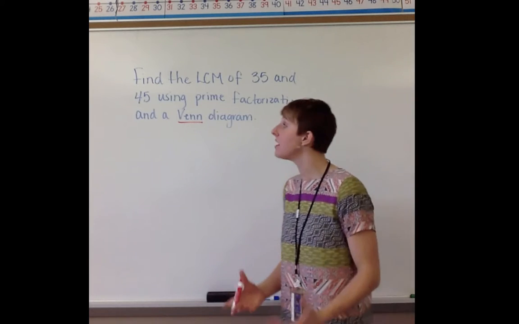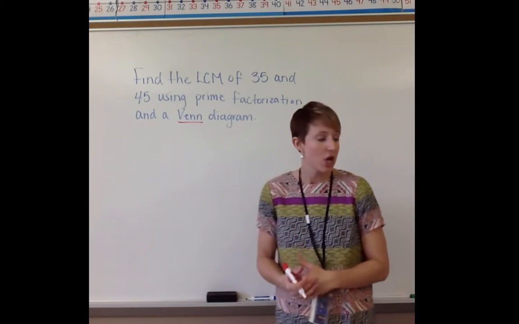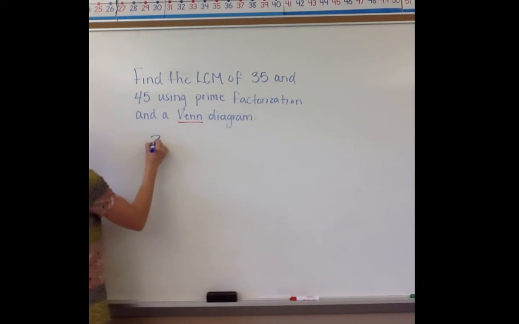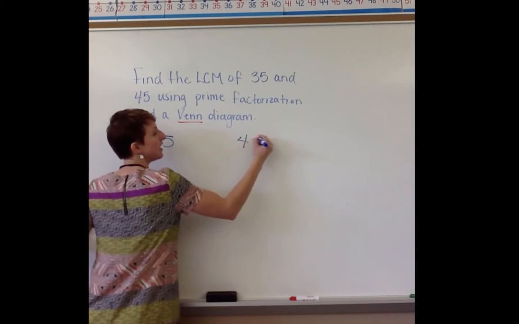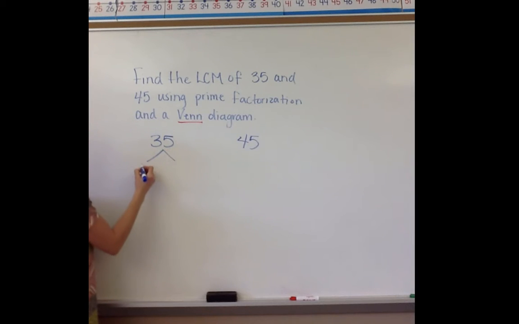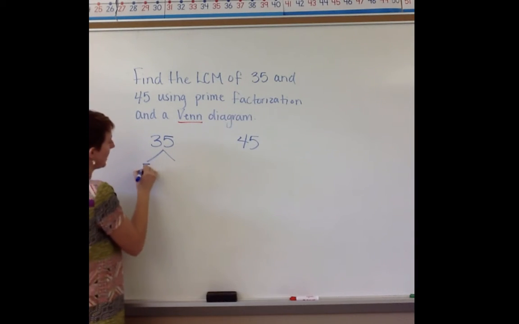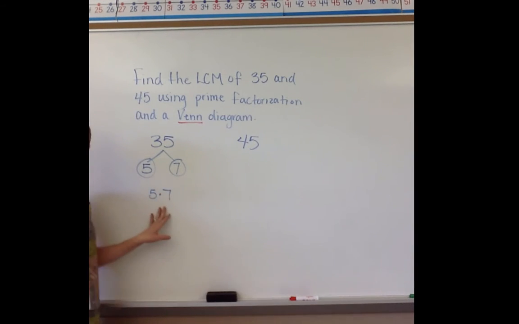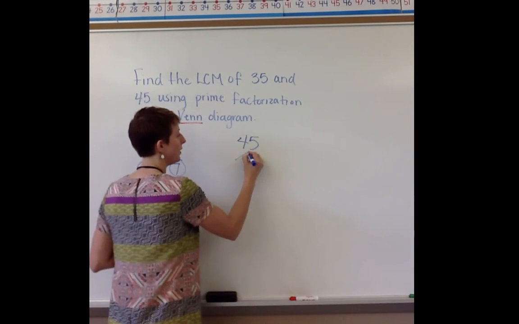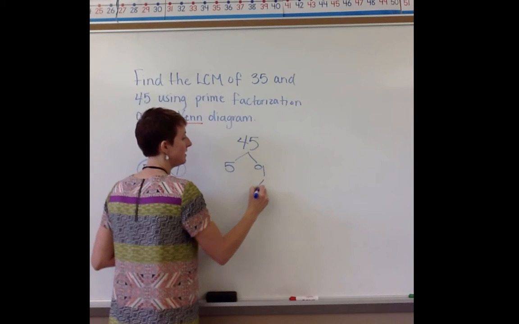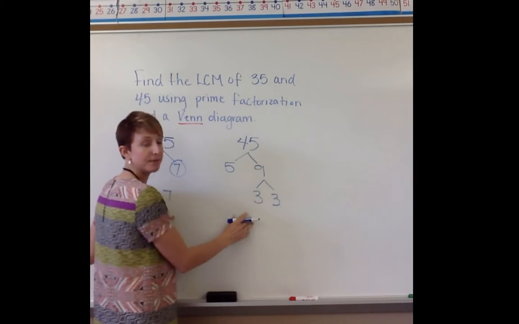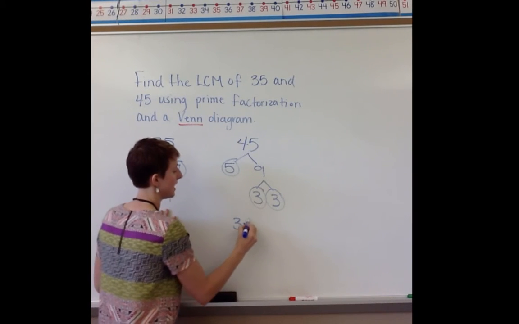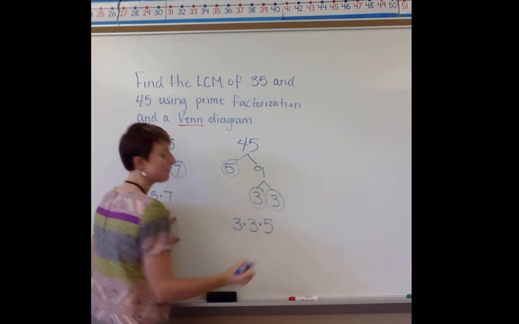Our goal is to find the LCM of 45 and 35. So the first thing we need to do is factor each number. So 35 and 45. Let's factor each number down to a product of its primes. So I have 5 times 7. They are both prime. My prime factorization is 5 times 7. Break 45 up into 5 times 9. Break 9 up into 3 times 3. My prime factorization is 3 times 3 times 5.